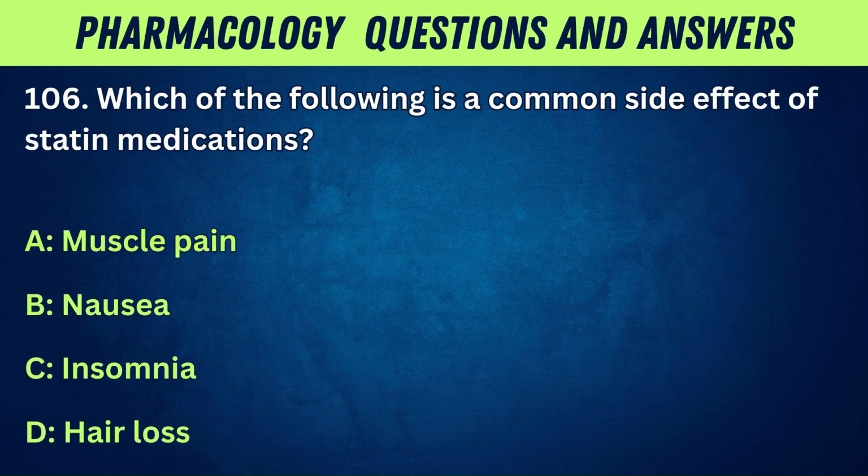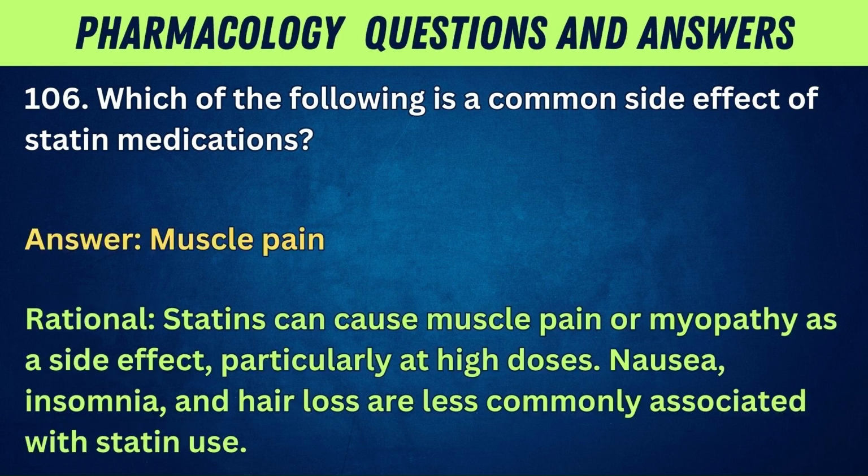106. Which of the following is a common side effect of statin medications? A. Muscle pain. B. Nausea. C. Insomnia. D. Hair loss. Answer: muscle pain. Rationale: Statins can cause muscle pain or myopathy as a side effect, particularly at high doses. Nausea, insomnia, and hair loss are less commonly associated with statin use.